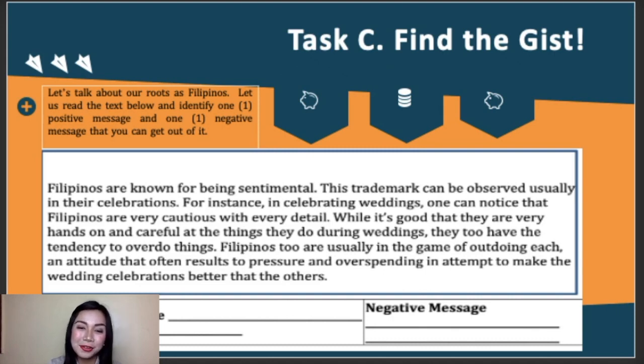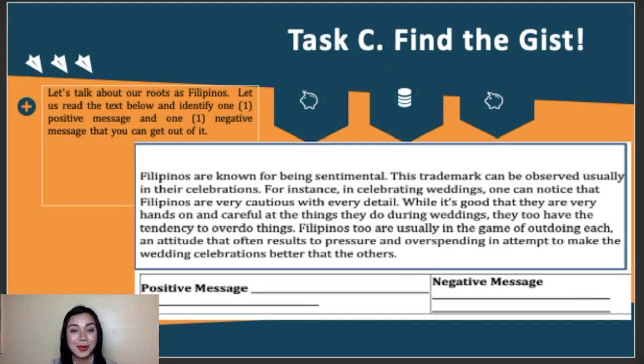Well, we have another task. It's task C. Find the gist. So, the direction is, let's talk about our roots as Filipinos. So, we're going back to history. Let us read the text below and identify one positive message and one negative message that you can get out of it. So, let's read the paragraph.